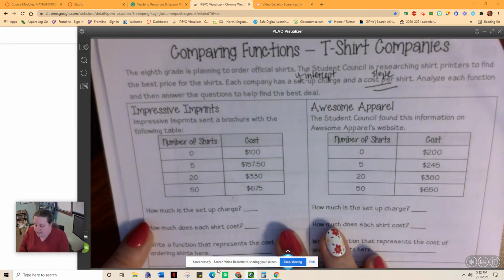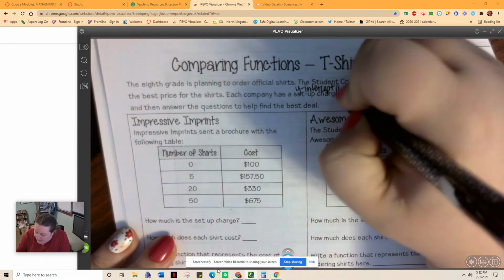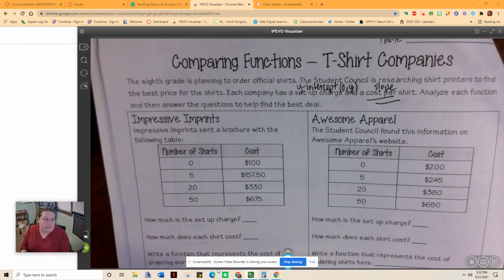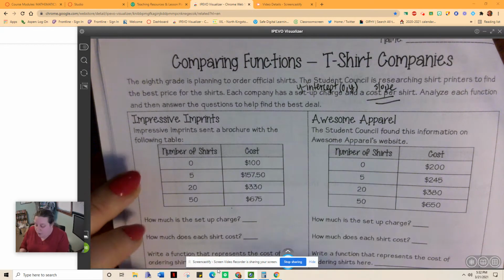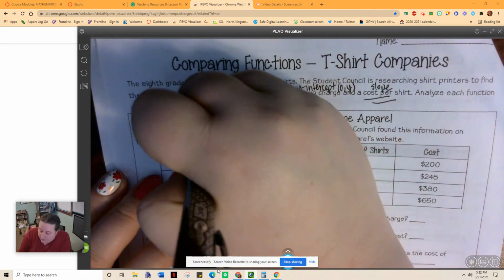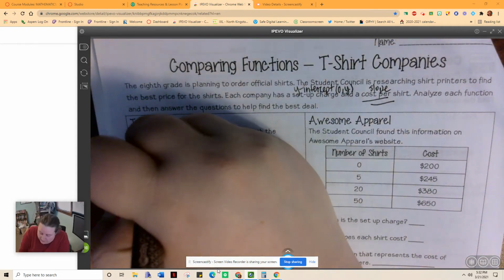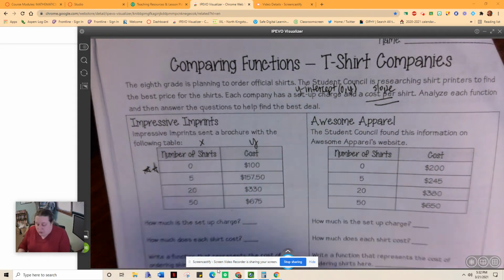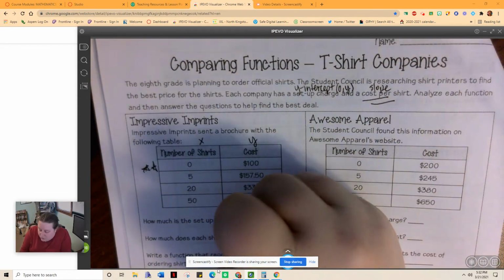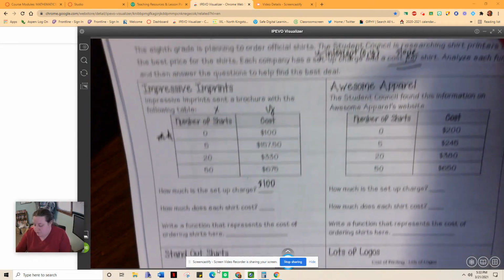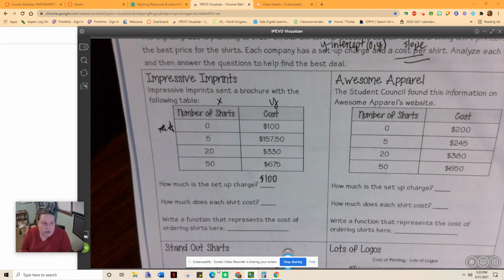So how much is the setup charge? This is y-intercept. Y-intercept is wherever I see 0 for x and then the number for y. In these tables and on your assessment, that will be given to you. So when we're looking at tables that are vertical, this is your x and this is your y. So I see right here is where x is 0. That means $100 is the setup charge. So before they even pay for shirts, it's going to cost $100, probably for materials and whatnot to print the shirts.